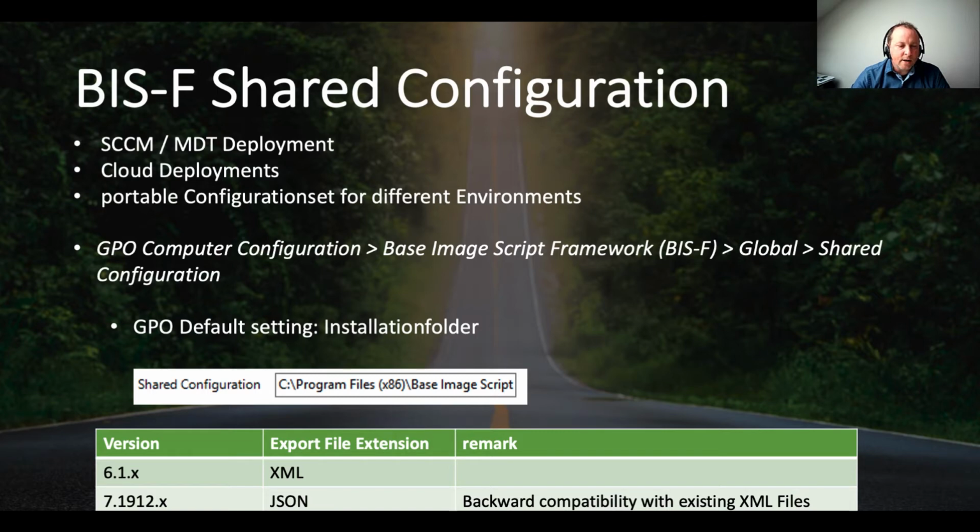In 7.19.12 we store all this information inside of a JSON file. If you come from an earlier version like 6.1, we stored this information in a simple XML file, but 7.19.12 is backward compatible and will also read this XML file. In the next slide I will show you a simple demo of how you can export the configuration from BIS-F.